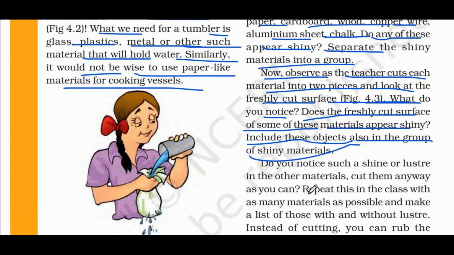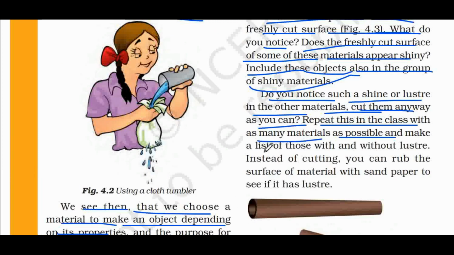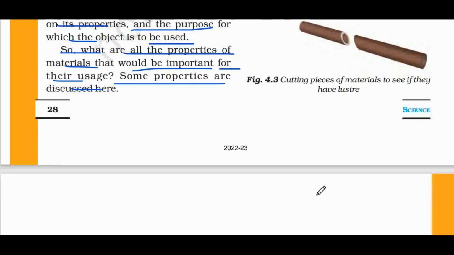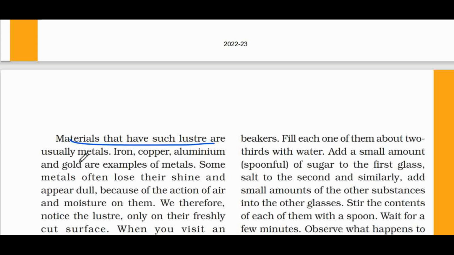Do you notice such a shine or luster in the other materials? Cut them any way as you can. Repeat this in the class with as many materials as possible and make a list of those with and without luster. Instead of cutting, you can rub the surface of the material with sandpaper to see if it has luster. Materials that have such luster are usually metals. Iron, copper, aluminium, and gold are examples of metals.